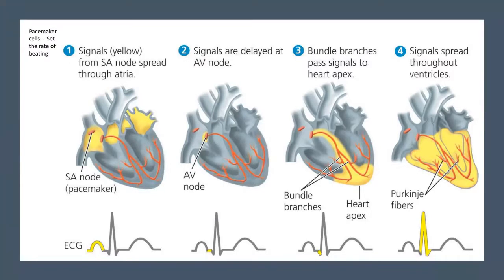But these cells, in order to get the signal to contract, well, they need a signal. Okay, they can't just contract by themselves. They have to have a signal, and this signal comes from something called pacemaker cells.